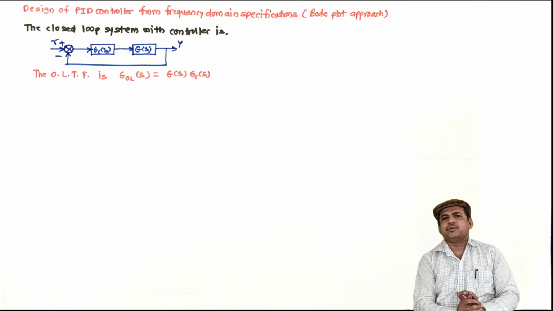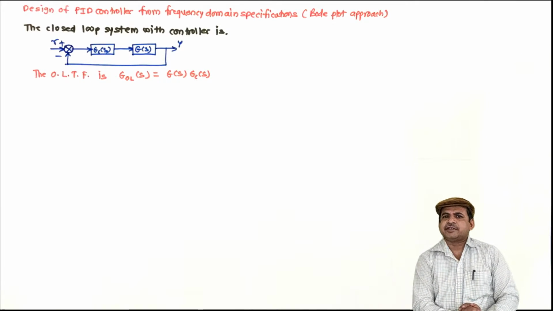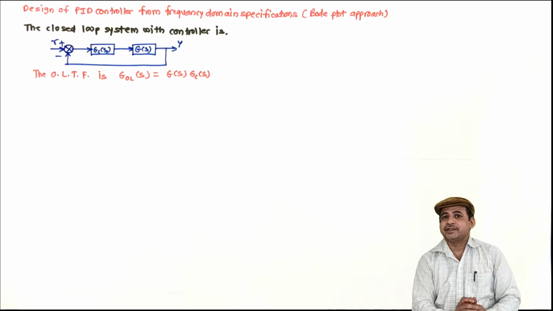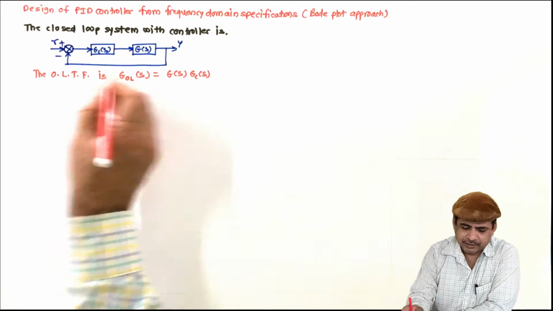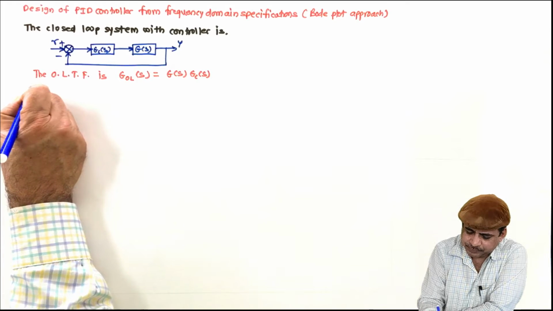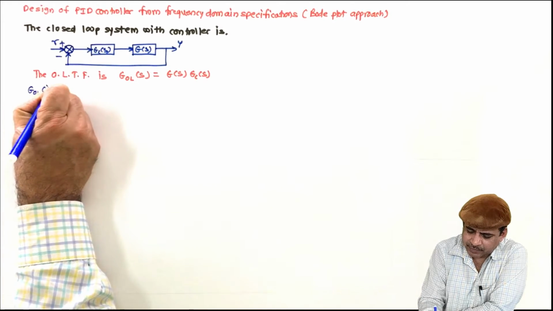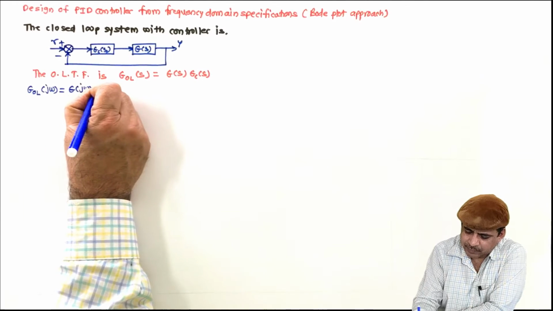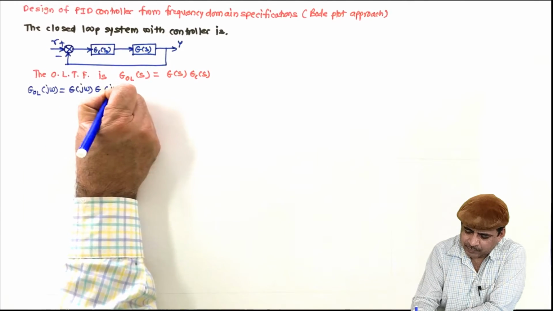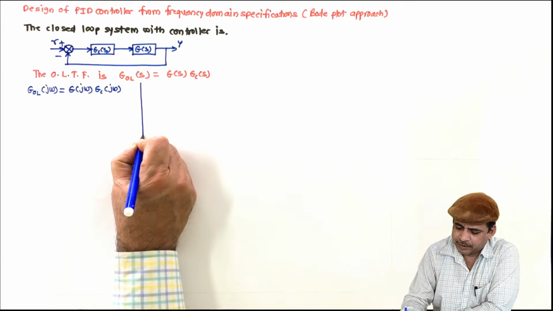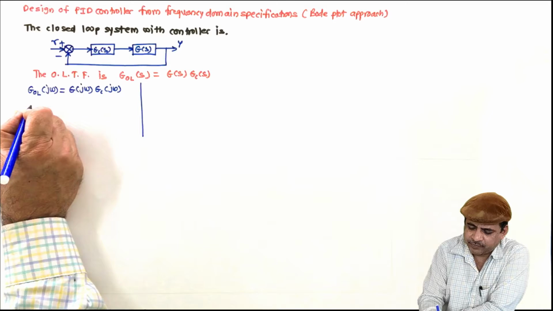And whenever we go for the Bode plot, always the frequency response is taken of the open loop system, open loop transfer function. So we here need the open loop transfer function, and then the same can be transformed to frequency domain, and let us find out its magnitude and phase.